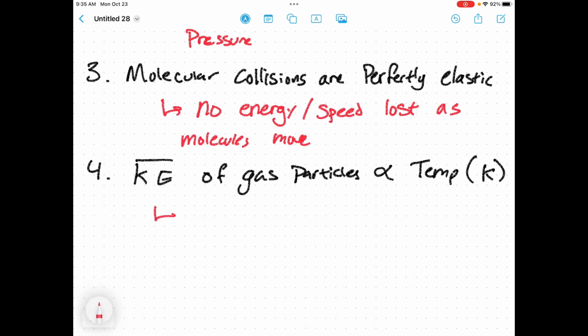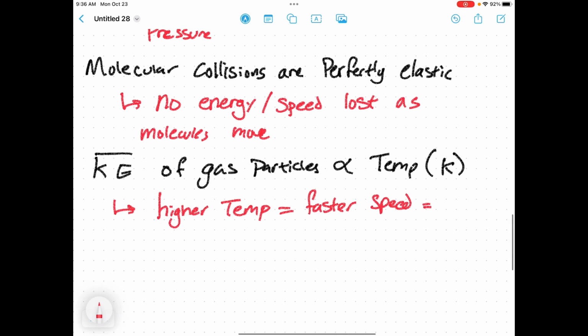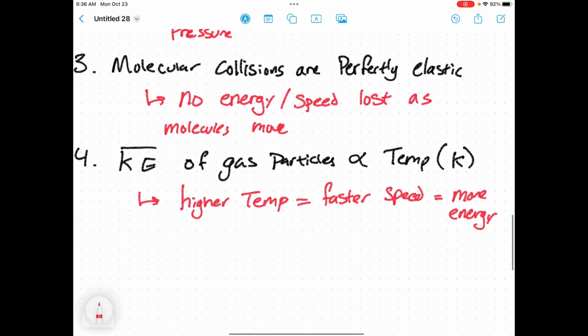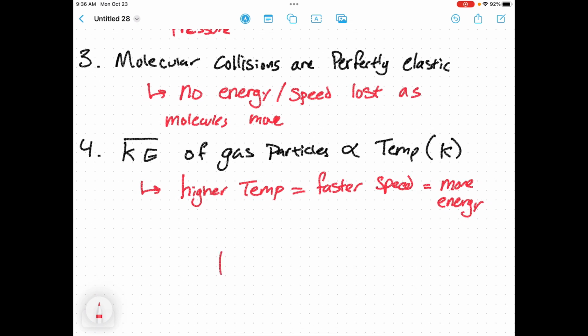Simplifying that idea just means at higher temperature, we get faster speed, and faster speed means more energy. Because kinetic energy, just a little aside, is 1/2 your mass times your velocity squared. Well, speed is just going to be your velocity part.